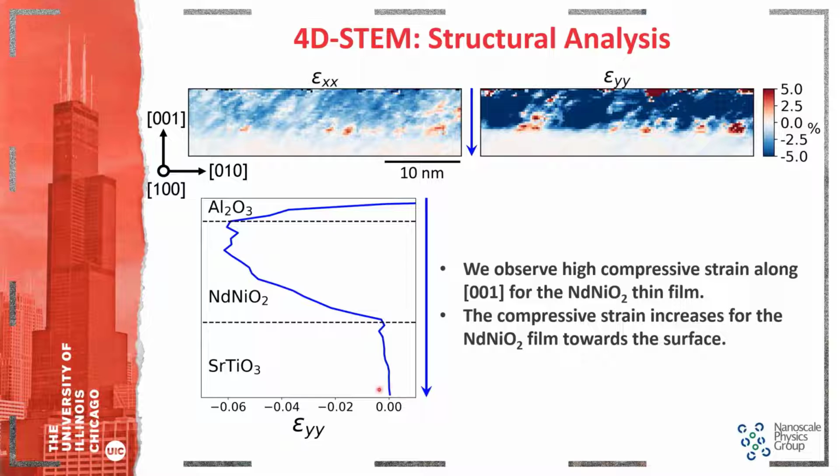So we see that as we go from strontium titanate to the square planar nickelate, typically in epitaxial thin films we'll observe a sharp, step-like increase at the interface, but here we observe a gradual increase in the compressive strain, which plateaus out as we go close to the aluminum oxide. So what is the reason for this kind of strain behavior?